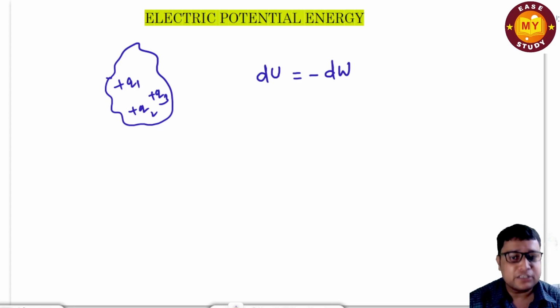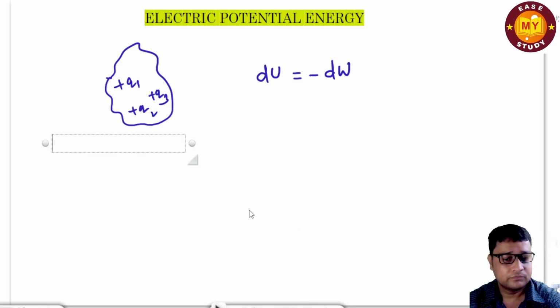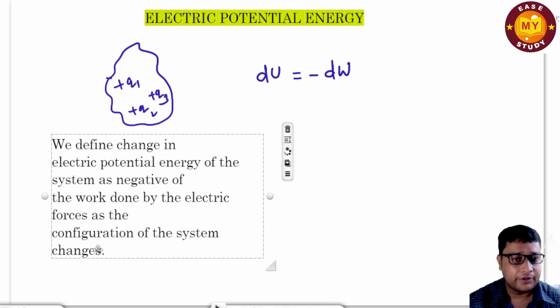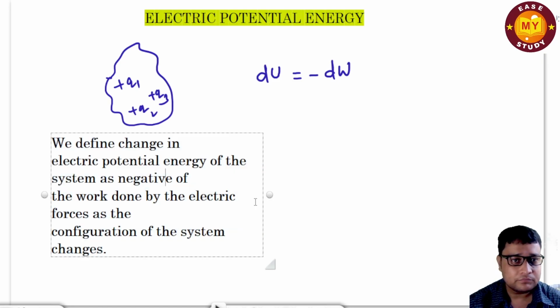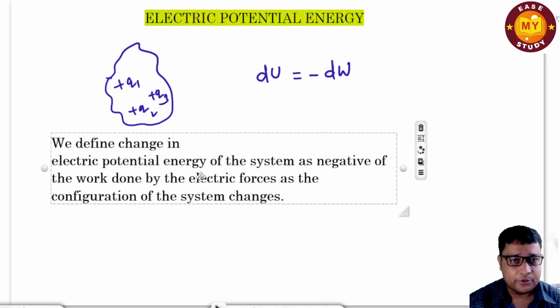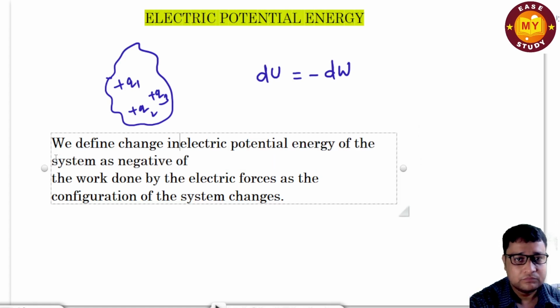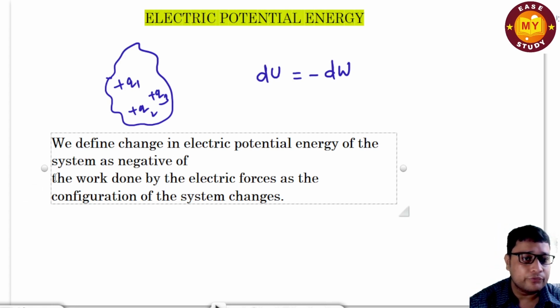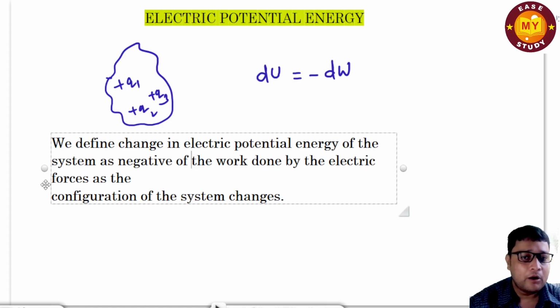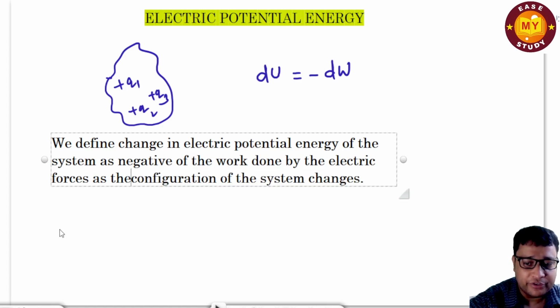So we define change in electric potential energy of the system as the negative of the work done by the electric forces as the configuration of the system changes.